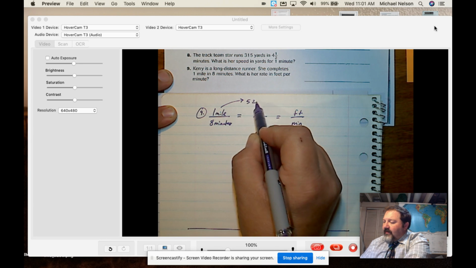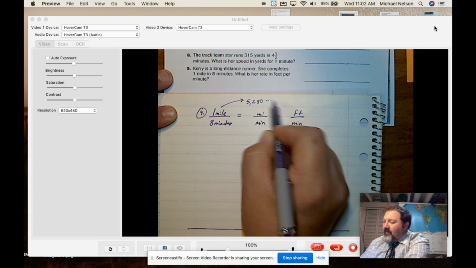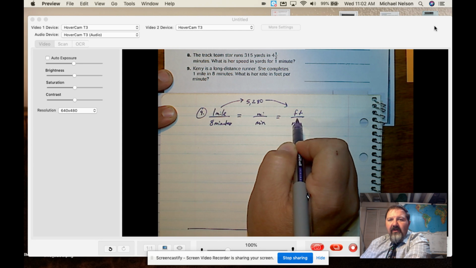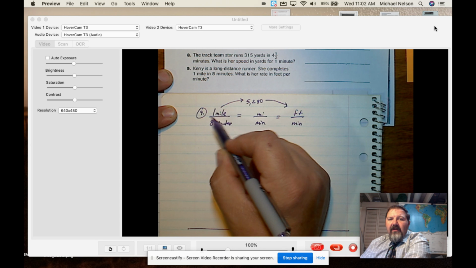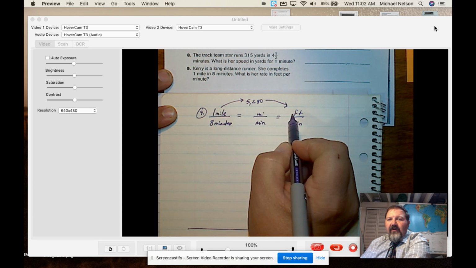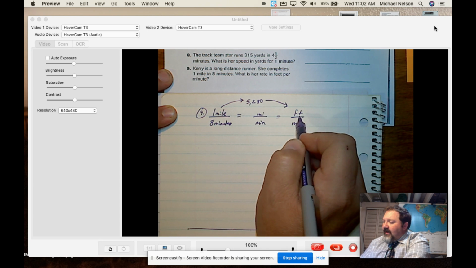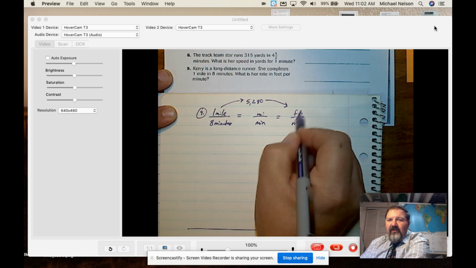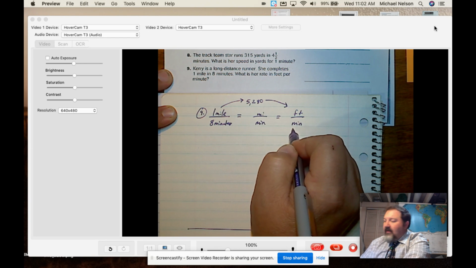If you Google it, you'll come up with 5,280 feet. So you know that number, but you just turned it into a different number. And those are equivalent. It's just you've changed the units. And so you can do this easily.